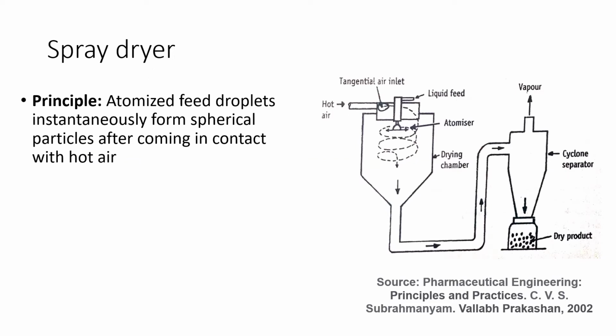The basic principle behind the spray dryer is that the fluid which is to be dried is converted into atomized form, and these atomized feed droplets come in contact with the hot air which is passed tangentially through an air inlet. After coming in contact with this hot air, the solvent will get evaporated and the vapors will be separated by the cyclone separator, leaving behind the dried product as shown in the diagram.